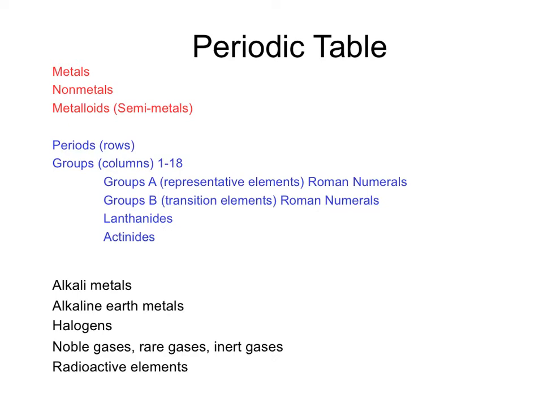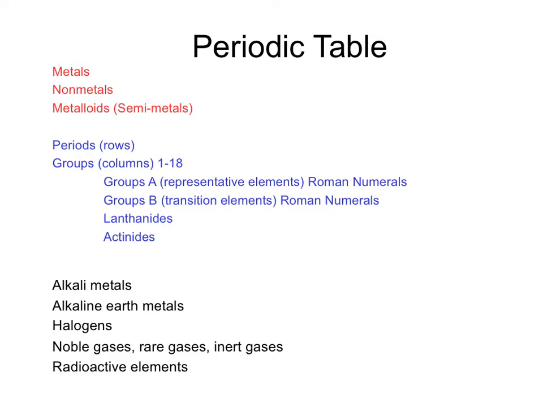Then we're going to pay some attention to how the elements are presented in rows and in columns. The rows are called periods. The columns are called groups. There's 18 groups or columns. And I'm going to show you how you can talk about them in terms of the numbering 1 through 18, or the old-fashioned numbering with Roman numerals, kind of a historical way it was presented years ago. Nowadays we use 1 through 18.